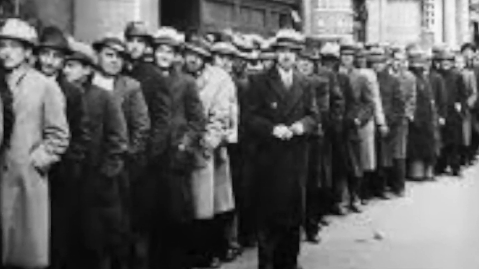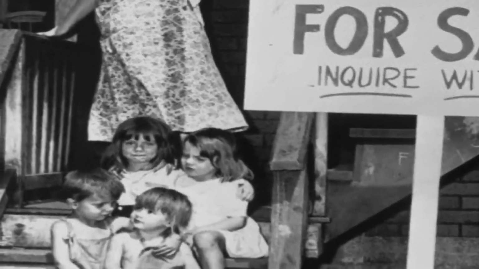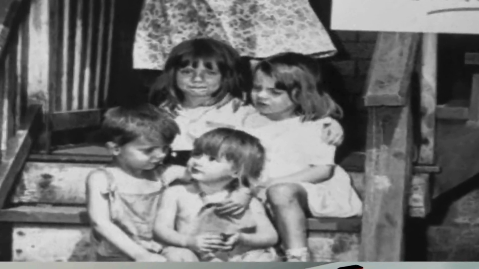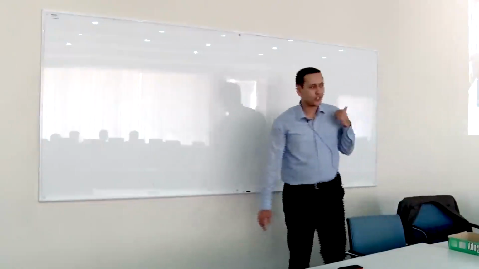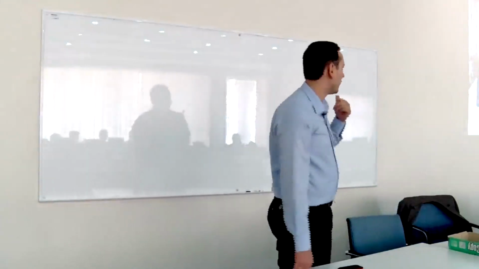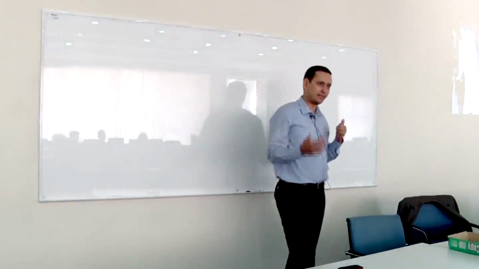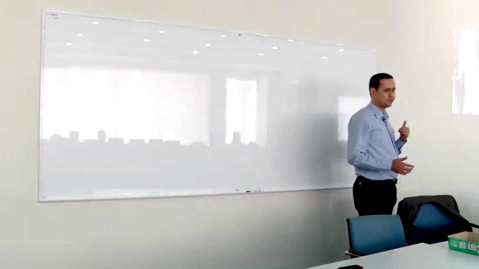And they were ready even to sell their children to get food or anything else, right? Okay. We are talking about this Great Depression that happened in the 1920s, right? That the banks collapsed, the banking system collapsed, and people were very poor, all right?